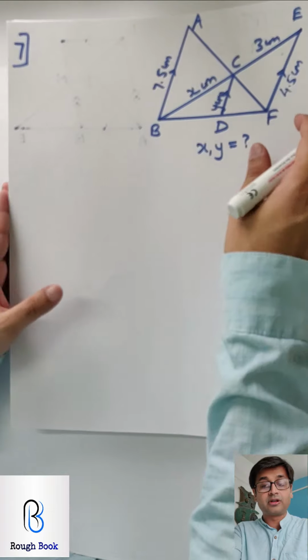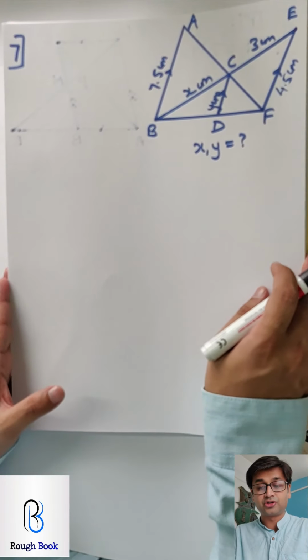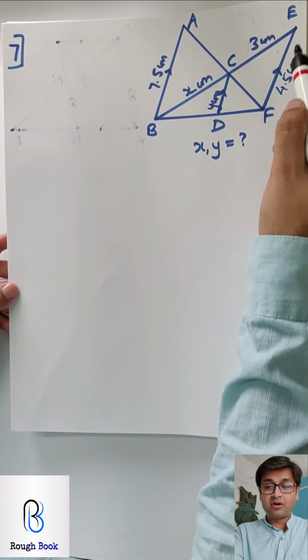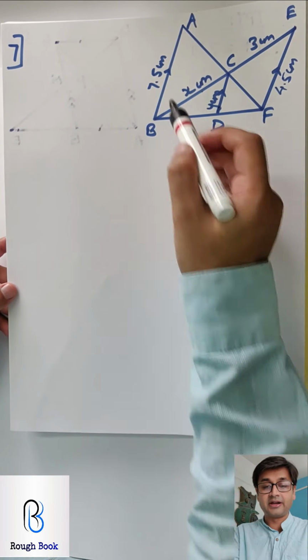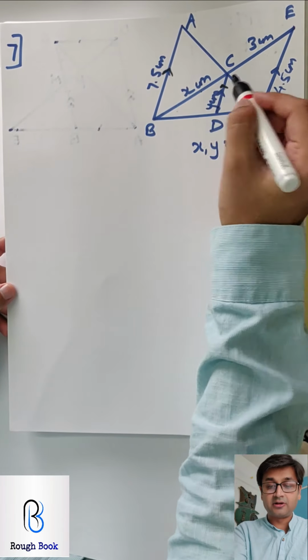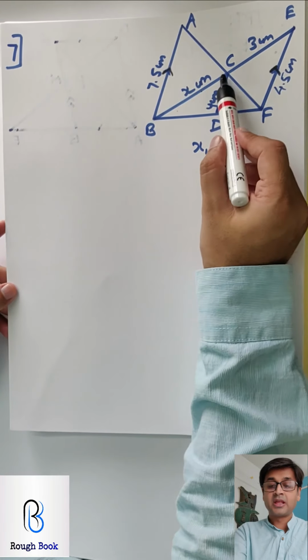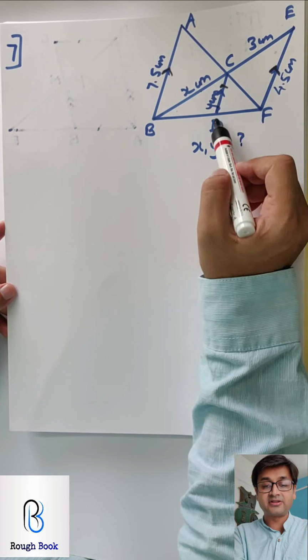Next one, sum number 7. We've done this type before in the previous exercise also, so I'm pretty sure you can manage this. 7.5, 4.5, 3, x and y is what you have to find. And they said that this is parallel to this, parallel to this. Okay. So first decide whether you want to find x or y.